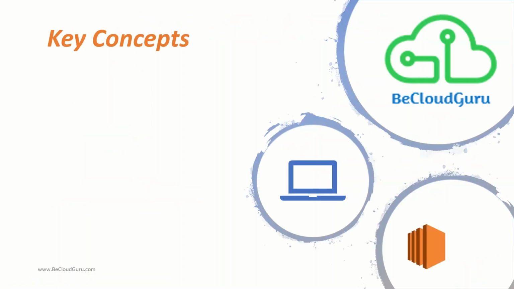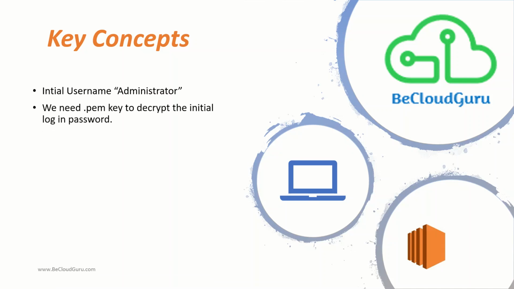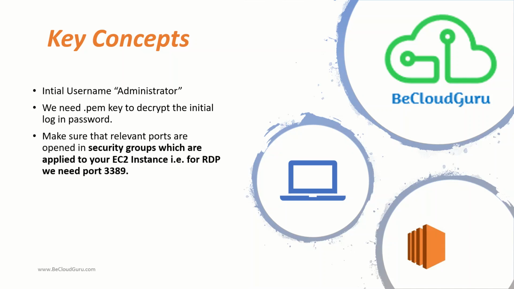Before we log into our AWS console, there are a couple of key concepts we should remember. First, the initial username for logging in would be administrator. We would require the .pem key to decrypt the initial login password. For Linux instances, we converted this .pem key to a .ppk key, but in this case we will not be converting it. But we would need the .pem key to decrypt our initial login password. And make sure that port TCP 3389 is open for doing RDP to your EC2 instance. So make sure it's open in the security group which you define for your Windows-based EC2 instance.